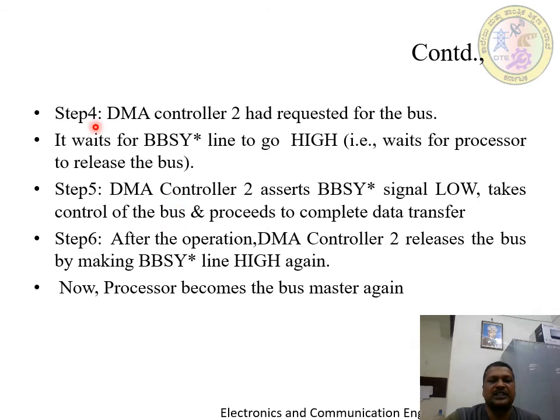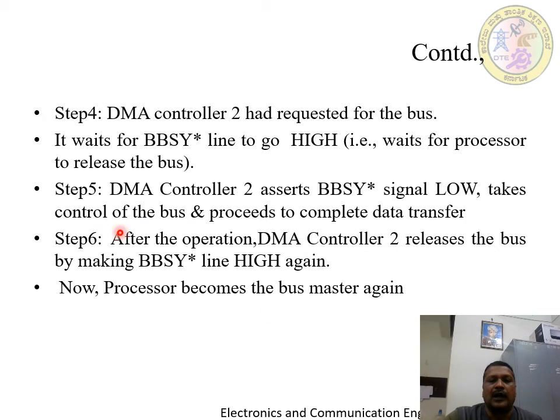Now in step 4, the DMA controller has requested the bus. It waits for the bus busy line to go high, that is, it waits for the processor to release the bus. In step 5, DMA controller 2 asserts the bus busy bar signal low, takes control of the bus and proceeds to complete the data transfer. Step 6: after the operation, the DMA controller releases the bus by making the busy bar signal line high again. Now the processor becomes the bus master again.